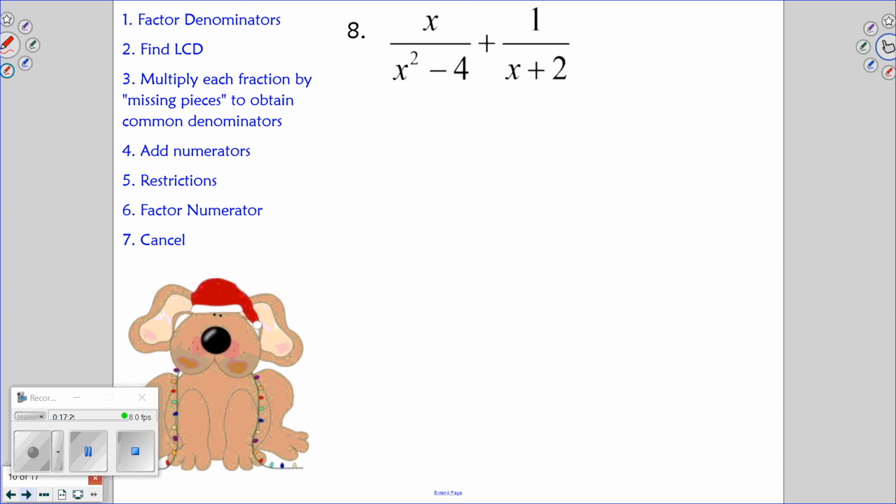Okay, here we go. Step 1, factor denominators. Good. I can factor the x squared minus 4: x plus 2, x minus 2. Step 2 is your LCD. Don't say it out loud. Take a minute, write down what you think the LCD should be.